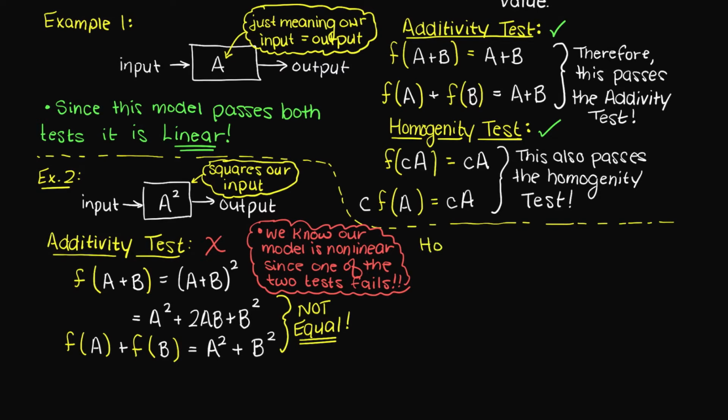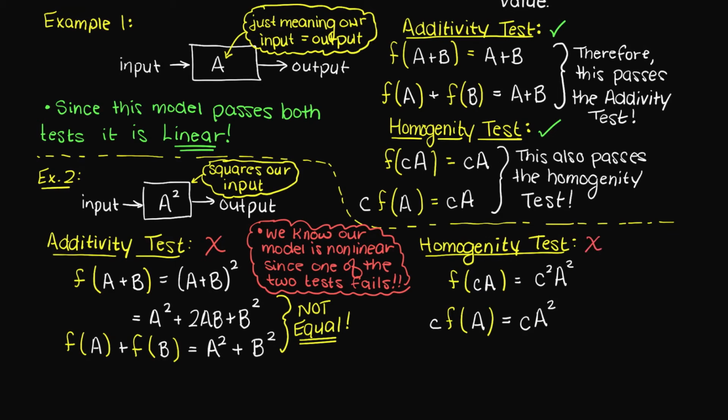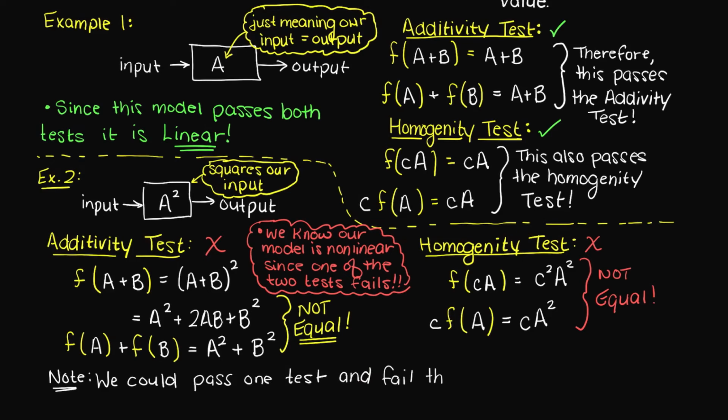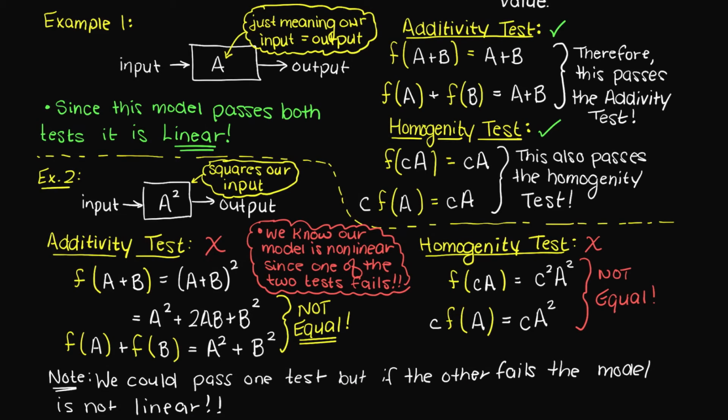However, let's just test for the homogeneity so you can still better understand how this is performed. We write the following, and as you can see here, when we have our scalar times a squared, it is not the same as if we take the scalar outside the function brackets as the scalar is no longer squared. Therefore, this function also fails the homogeneity test. And because a squared is not linear, we could not take the Laplace transform of it.